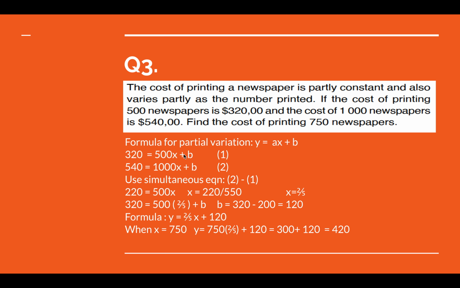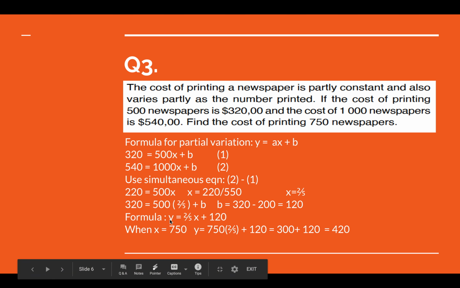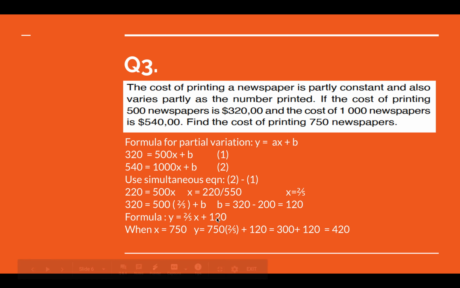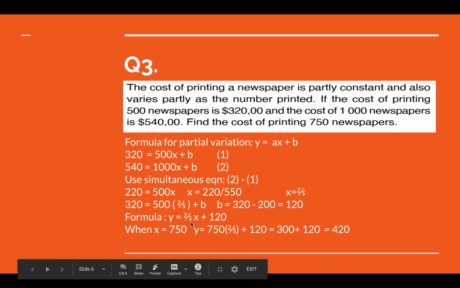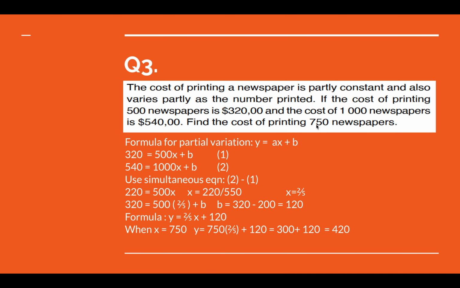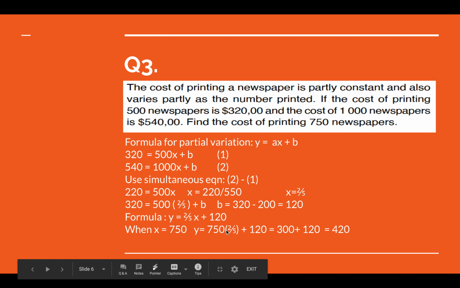So you can see now we found our x and we found our b. Now we can write our general formula as y is equal to 2/5 times x plus 120, 120 being the constant, 2/5 being the factor that changes with x all the time. Now our question is to find the cost of printing 750 newspapers. Since 750 is the number of newspapers, we put 750 next to the 2/5. So y is equal to 750 multiplied by 2/5 plus 120, and we see that the cost of printing 750 newspapers is 420.